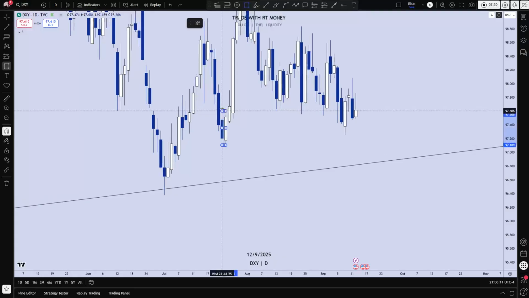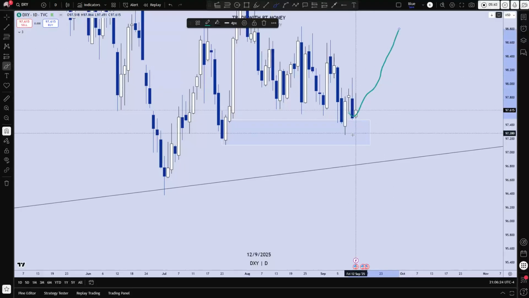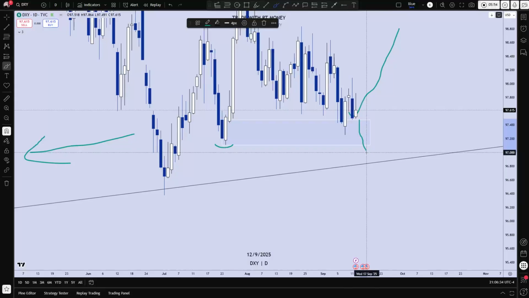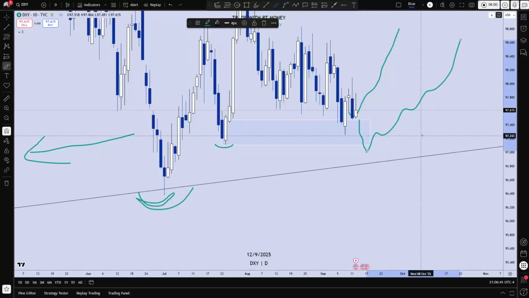The market created this demand zone right there. And I said last week, either price is going to continue higher from here, or it's going to sweep that low like it did the last two times down the road, right? And if it does, will it keep the swing low protected and continue higher from here? This is something I want to watch.